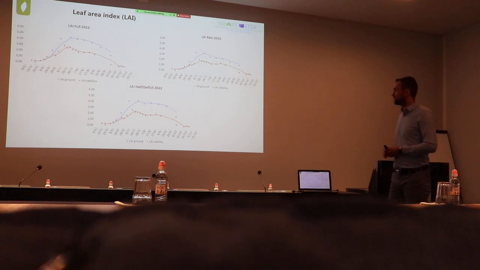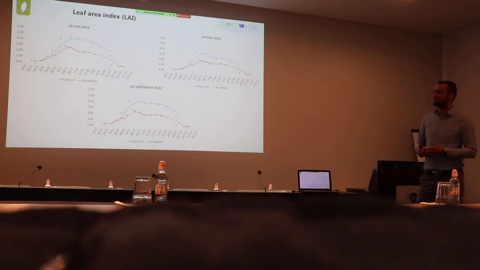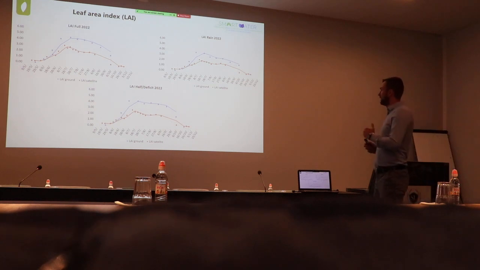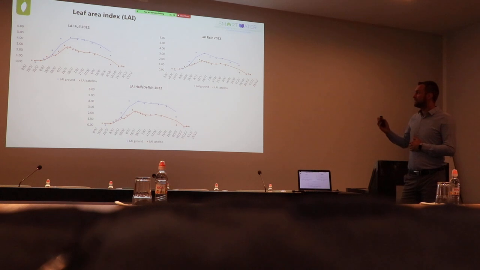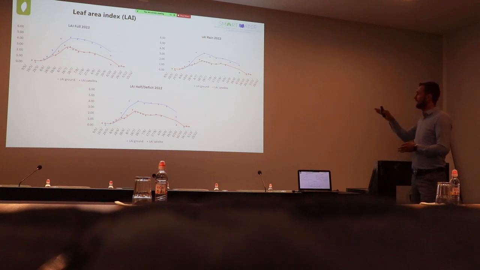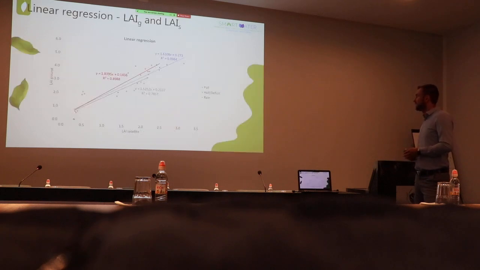On these figures, you can see the difference between values from the ground, the real values, and the values calculated from the satellite. In every case, during the season, the values calculated from the satellite were lower than the real values. But again, the curve lines are very similar for both measurements.